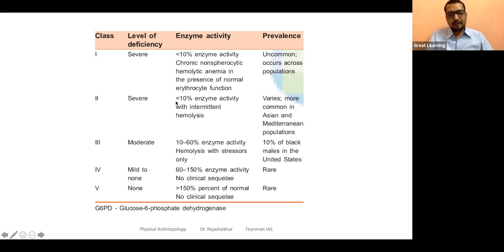And such 10% and below severity form of G6PD deficiency is seen in Asians and Mediterraneans. Okay, so especially this form of it. Where below 10% of enzyme activity is seen, meaning it should be more severe in terms of deficiency. Where is it seen? Asian and Mediterranean populations normally show this.